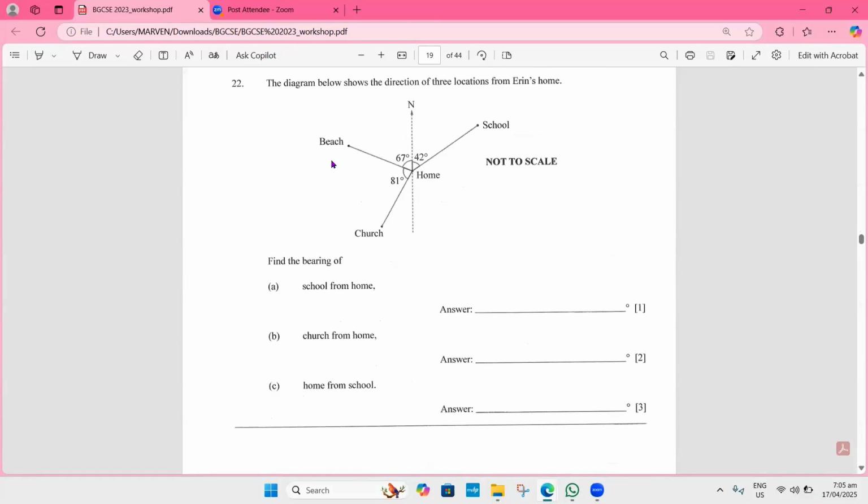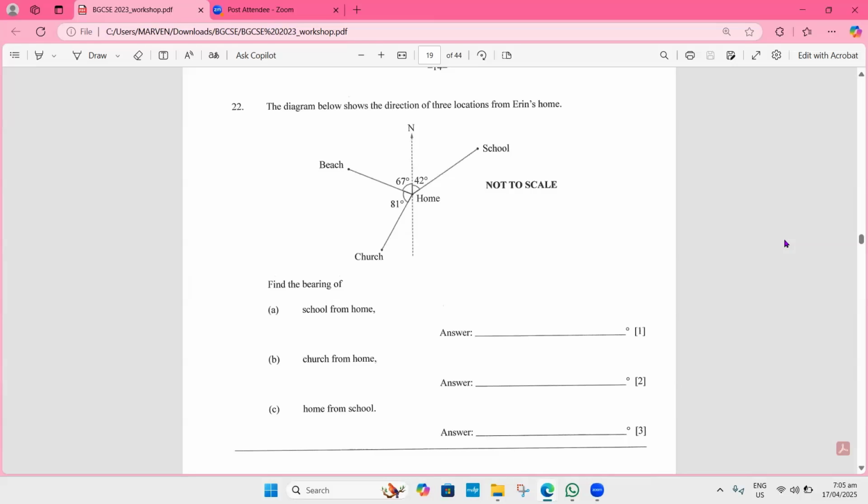Let's proceed to number 22. So here we have bearing. If we are familiar with the bearing, it is the angle formed by the north vertical line and the terminal side in clockwise direction. So the bearing is always from the north and then in clockwise direction.